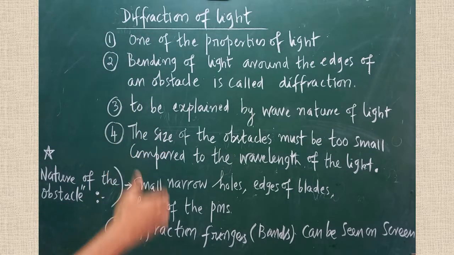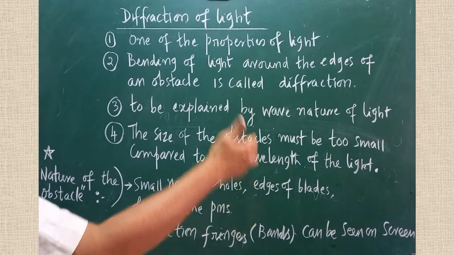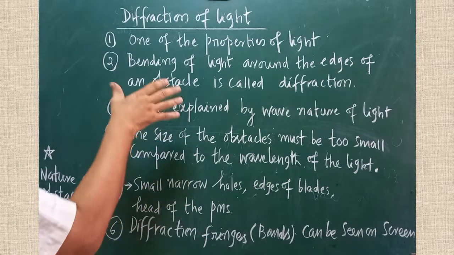And finally, on the screen, you can observe the diffraction fringes. As seen in the case of interference, here also diffraction fringe bands are created, and that can be seen on the screen. So this is a fundamental idea about diffraction of light.